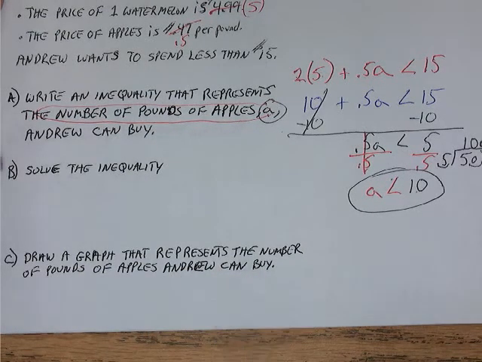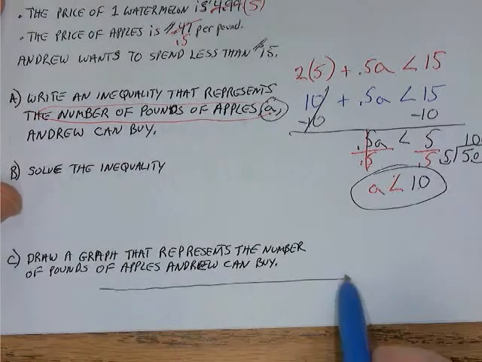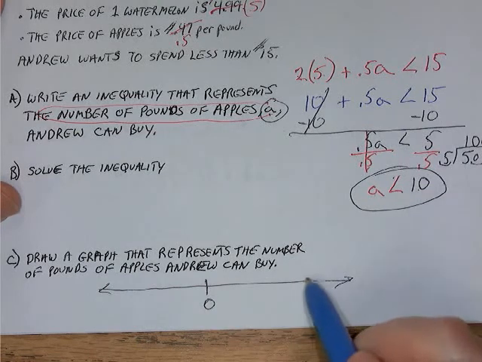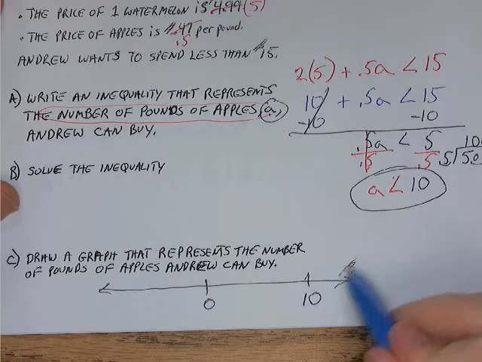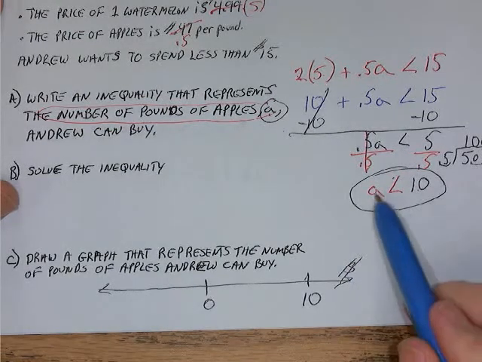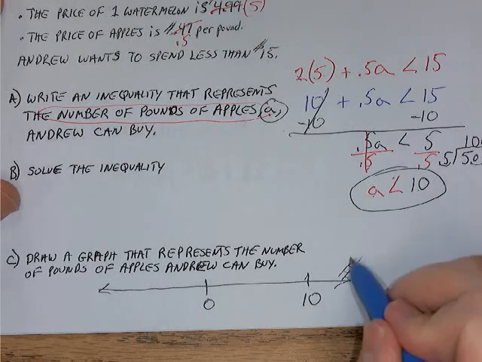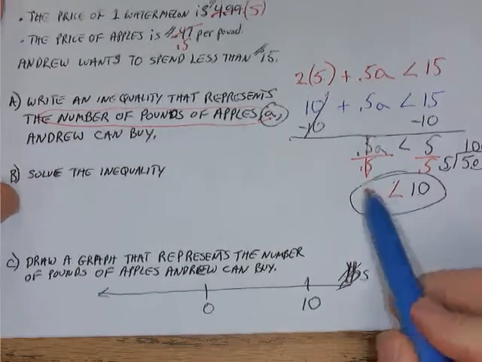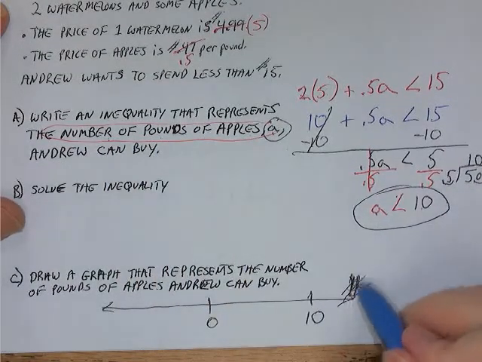All right, so you know what? I'm just going to make a quick little number line. Here's 0, and here's 10. Okay, this is all dollars. So let's see. I'm sorry, it's not dollars, is it? It's pounds, because remember, a is the number of pounds of apples. Okay, so this is pounds, excuse me.